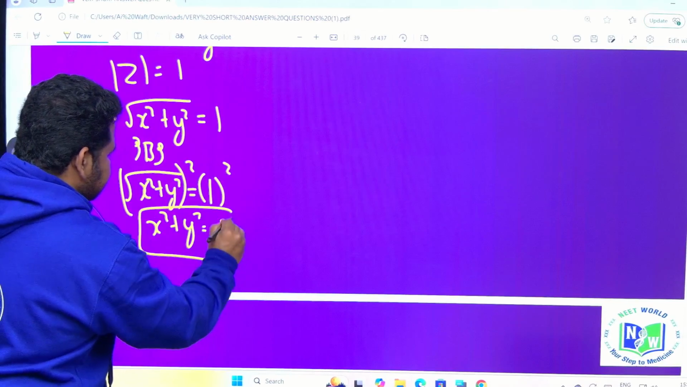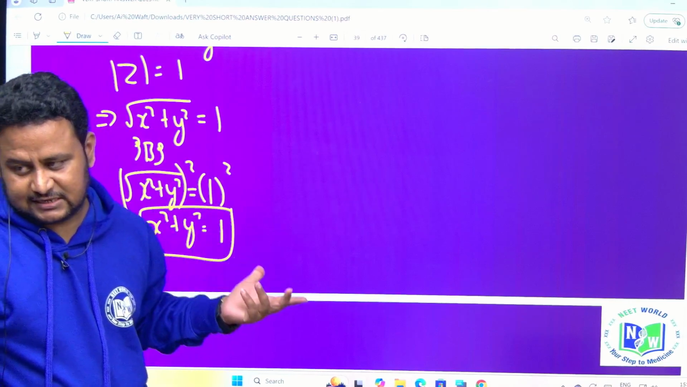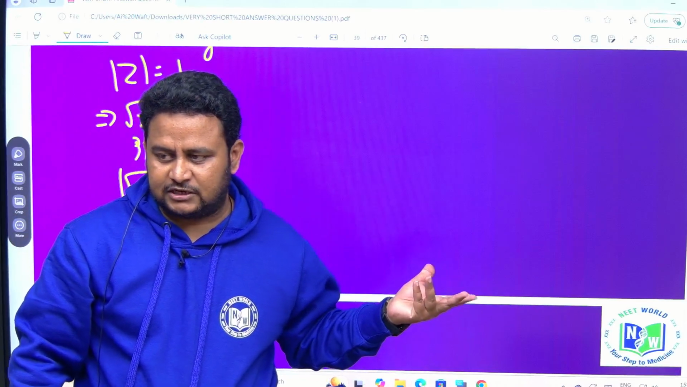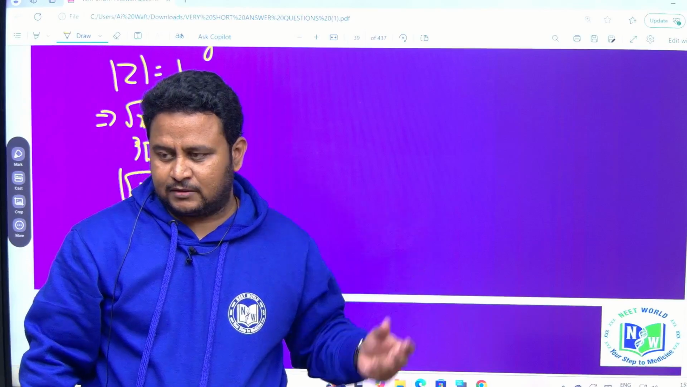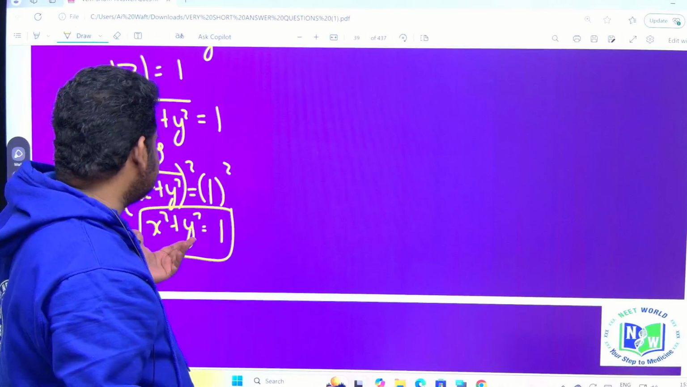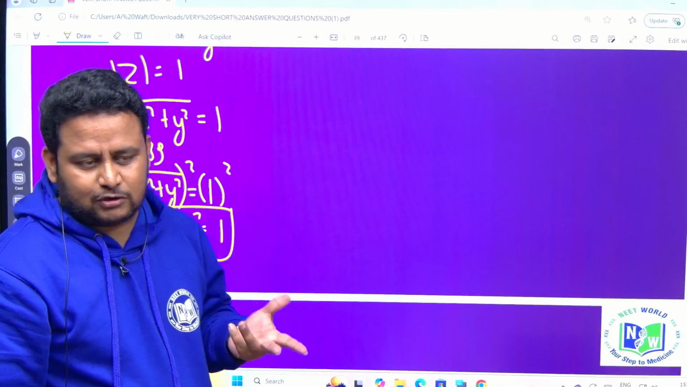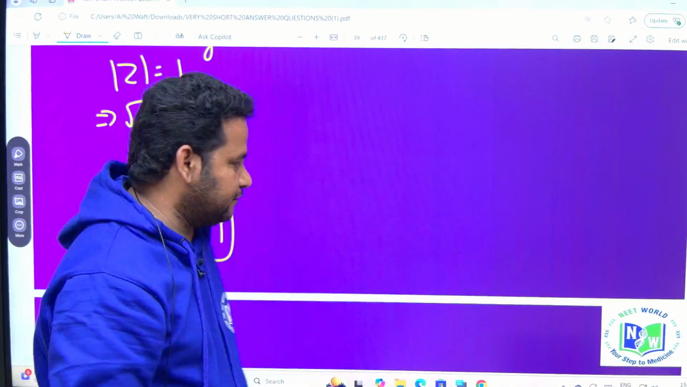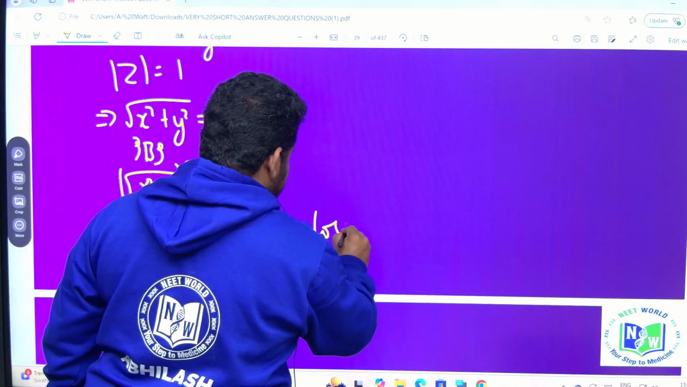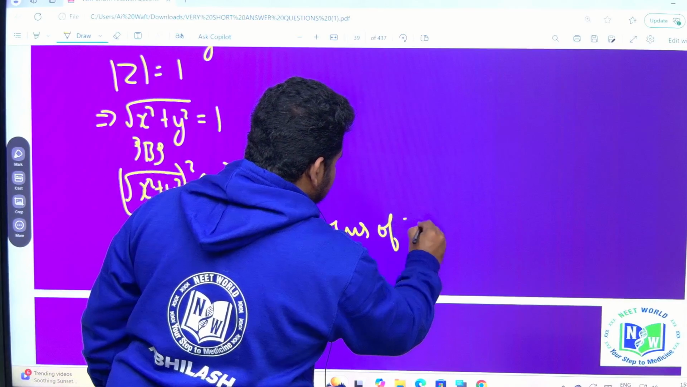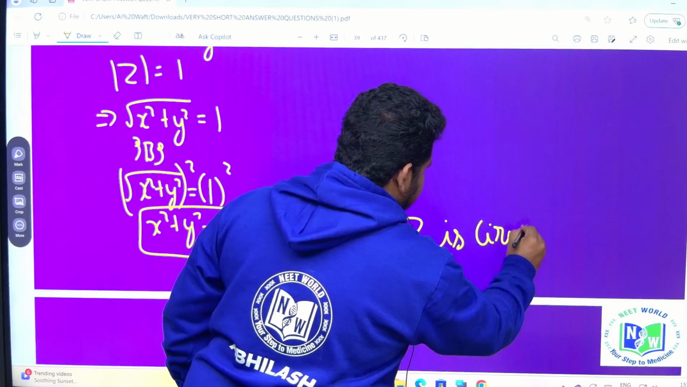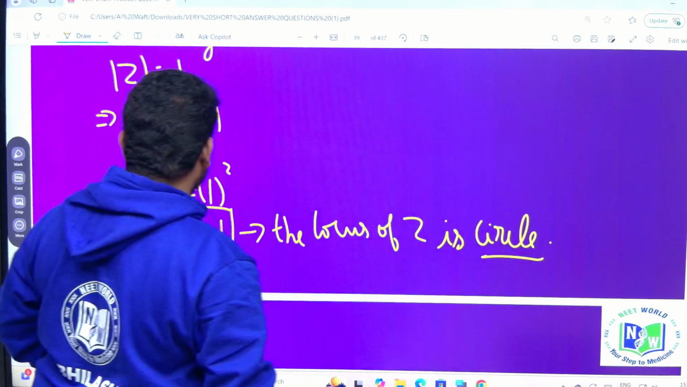So, this is nothing but the equation of a circle with center at origin and radius equal to 1. Okay. You must have studied in conics, or you must have studied in the circle chapter itself. Equation of a circle with center at origin and radius equal to 1. So, here the locus of z is a circle. So, the answer to this question, you have to write down, the locus of z is a circle, very simple question.